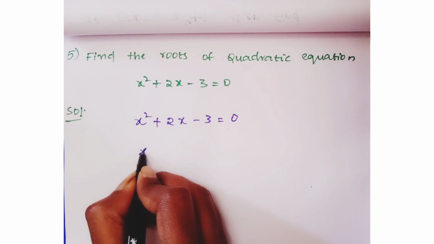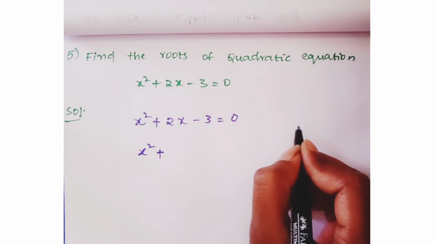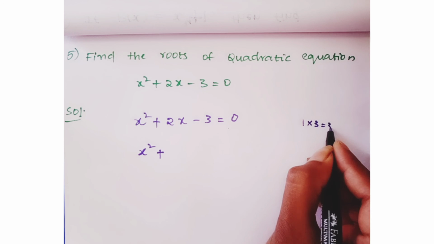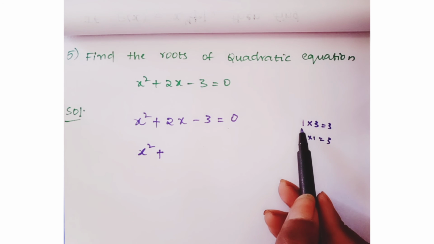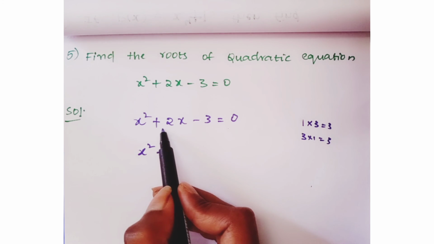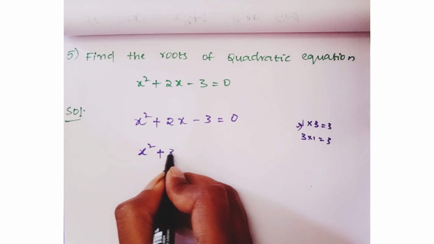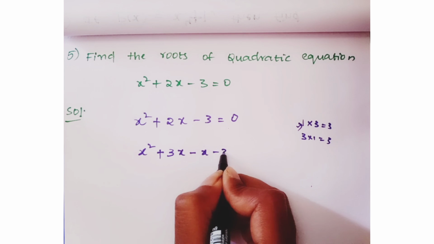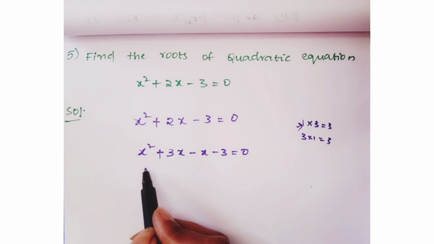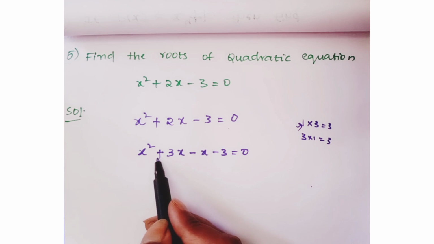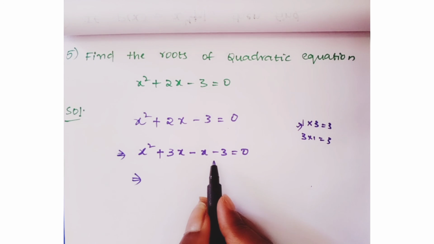So here x square plus, and now for 3 you need to take the factors, that is 1 into 3 is 3, 3 into 1 is 3. So among these, on addition or subtraction, we need to get 2. So here this is the correct one. So among these, plus 3x minus x minus 3 equal to 0. Here 3x minus x is 2x, and for 3 it is positive, so you get the positive symbol. Now this is the equation I got.